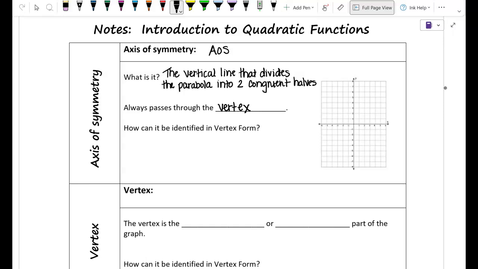Now, how can it be identified in vertex form? The x-coordinate of the vertex is also the coordinate for the axis of symmetry.